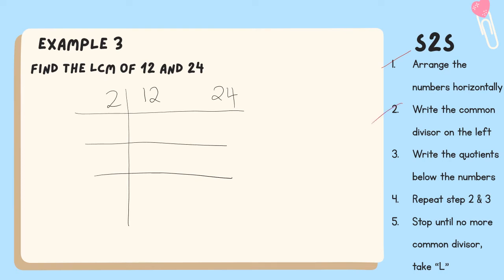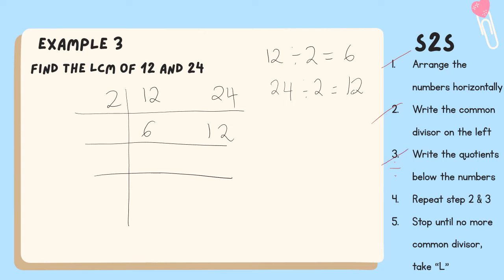Step 3, write the quotients below the number. This is where division begins. 12 divided by 2 is 6. So write the quotient below the number. Next, 24 divided by 2 is 12. 12. So that is step 3.